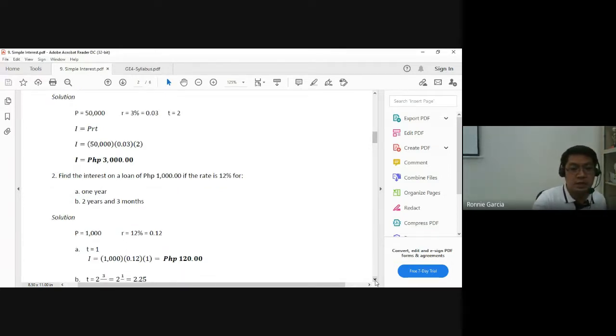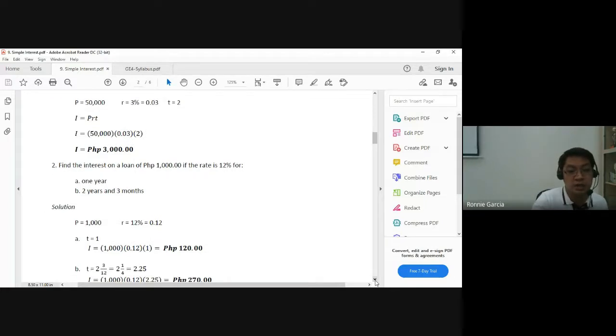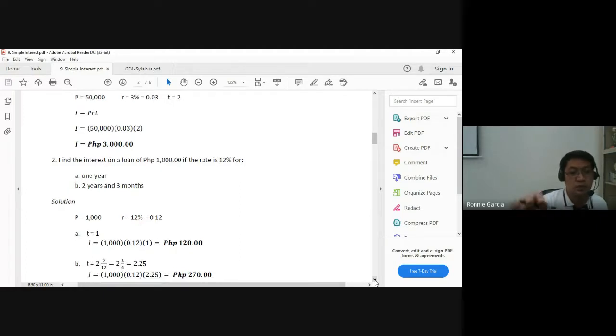For letter B, the time is 2 years and 3 months. So this is how to convert months into years. It's probably the same idea. So T is equal to 2. The 2 is already in years. The 3 months is what you need to convert. So how are you going to convert that into years?